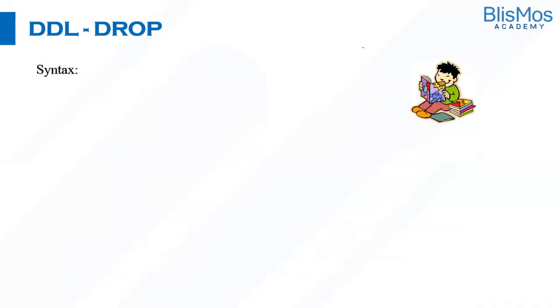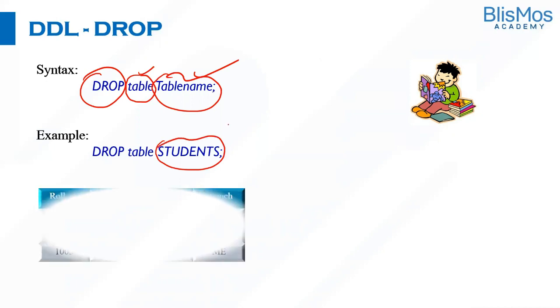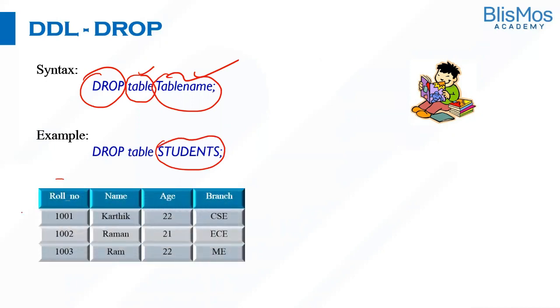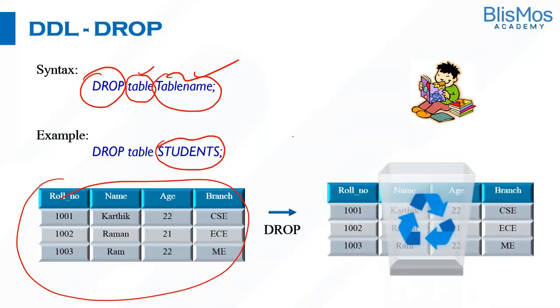How does it work? What is the syntax for that? Very, very simple. Say drop, and if you want to drop a table, say table, and provide the name of the table you want to drop. Like drop table students. I'm trying to drop a table named students. And what exactly happens? This whole table will be removed after dropping it.